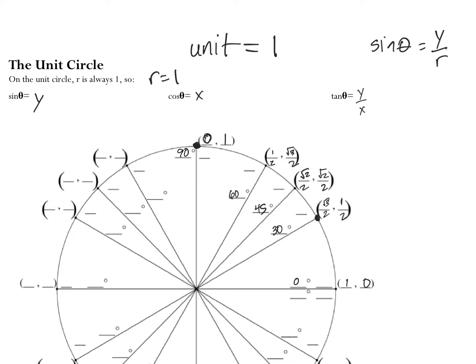So what is the cosine of 90 degrees? So cosine is x, right? 0. That's it. So the reason we like the unit circle is we can get the sine and the cosine and the tangent of things really, really fast.